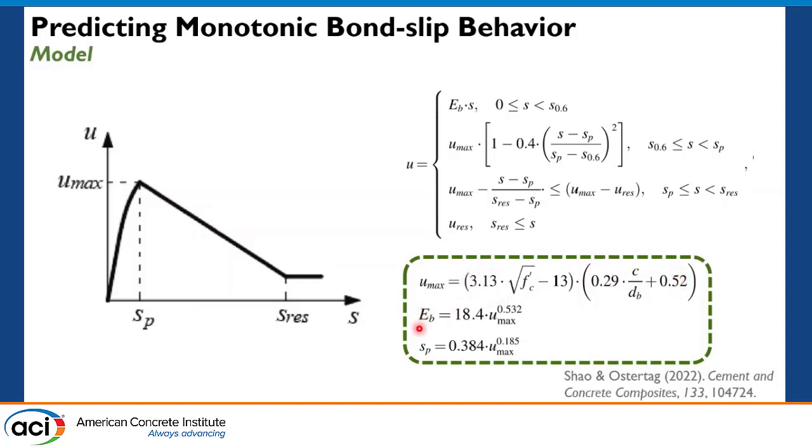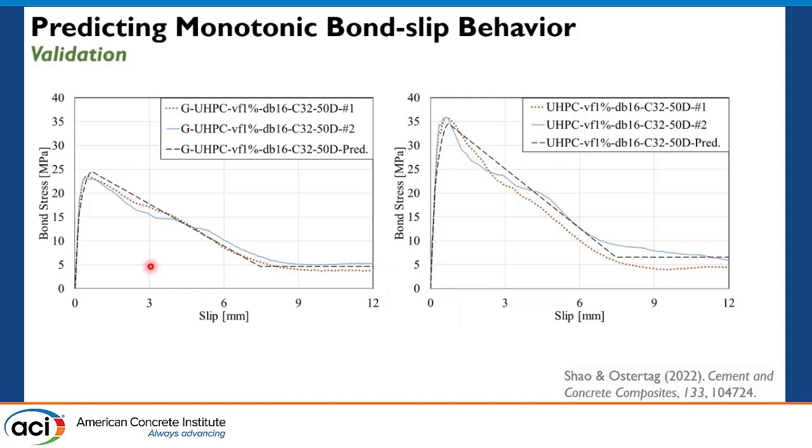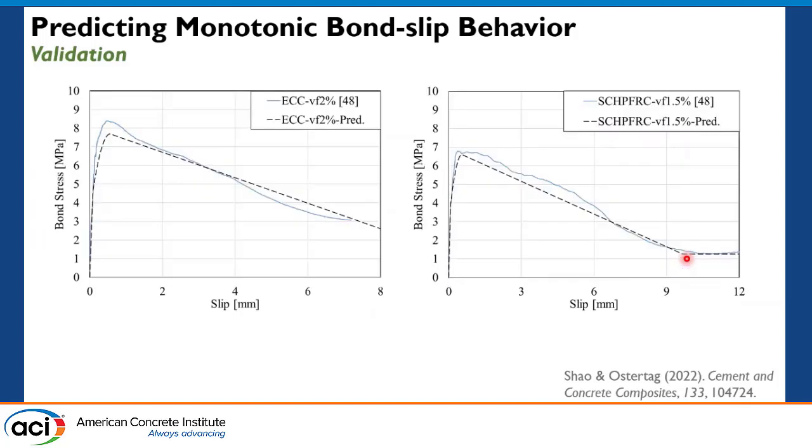And the bonding stiffness and the slip at the peak were mainly related to the bond performance, the peak bond strength. And then we compare the bond slip behavior, the predicted against the experimental one. We find the initial stiffness, peak strength, as well as the descending branch and the plateau were relatively well predicted by our model. And then we also tried the prediction model on other fiber reinforced concrete material found from literature. We found our prediction model also predicts pretty well for other fiber reinforced concrete material from literature.